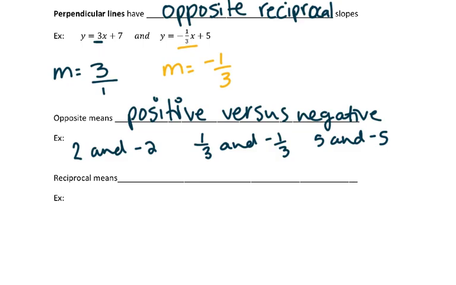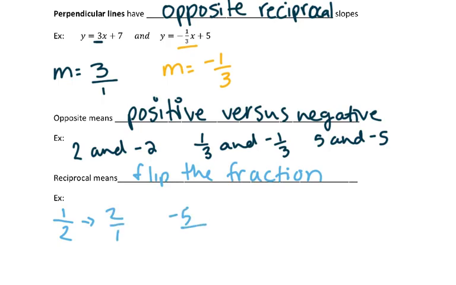Reciprocal means you flip the fraction. So if I'm doing a reciprocal, if I had, let's say, 1/2, the reciprocal would be 2 over 1. If I had something that was negative 5, the reciprocal would be negative 1 over 5. If I had something like 2/3, the reciprocal would be 3/2. So when we're doing perpendicular lines, you have to do both opposite and reciprocal. So first thing is, if I have a positive, I make it a negative. Second thing is I take my fraction and I flip it. Let's look at this in action.